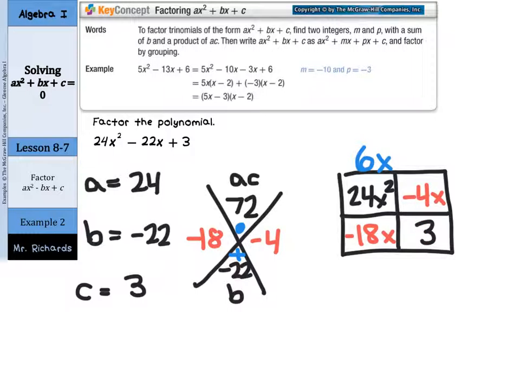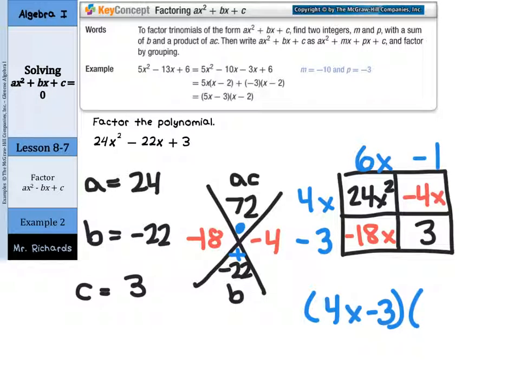Next, negative 4x and 3. Not much we can pull out of there. Now, since this term is negative, our answer is going to be negative for the GCF, and it's just going to be a negative 1. Next, 24x squared minus 4x. Positive term here. Both have x's, and the greatest common factor there is 4x. Lastly, negative 18x and 3. This term is negative, so we're going to stay negative, 3. And so to write my answer: 4x minus 3 times 6x minus 1.